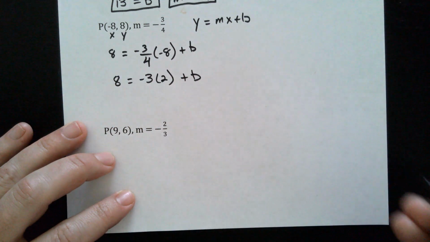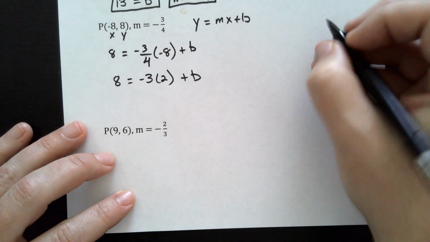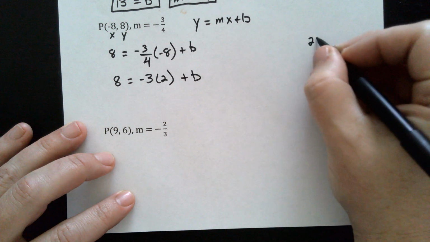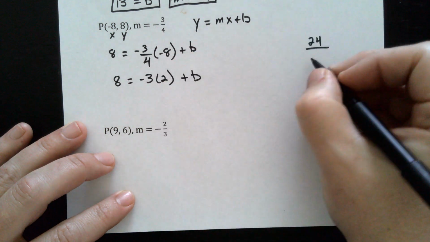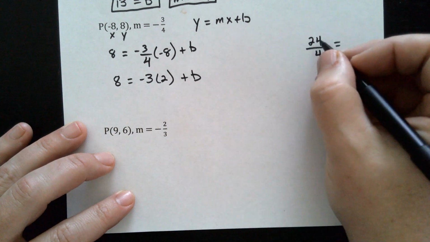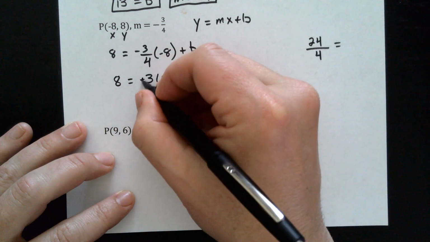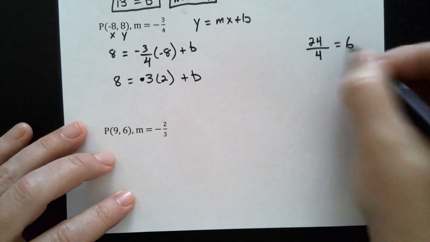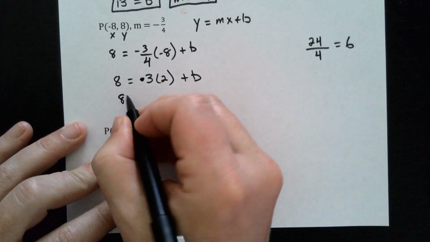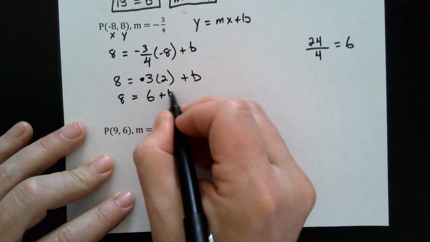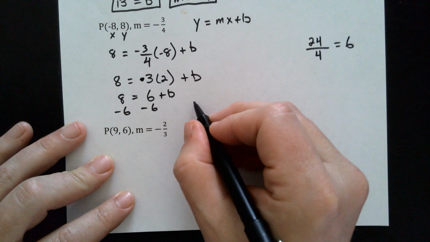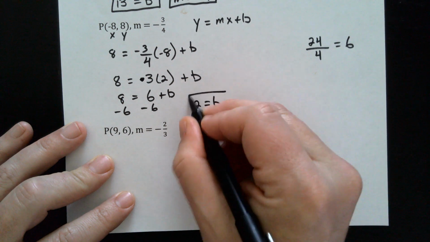And if you want to do it the other way, just multiply top times top, bottom times bottom. I can do that over here. It would be -3 times -8, which is 24. And then the 4 goes on bottom. 24 divided by 4 is, positive, that would be a 6, just like this will be a 6. So 8 is equal to 6 plus b. Subtract the 6 from both sides, and you get 2 is equal to b.